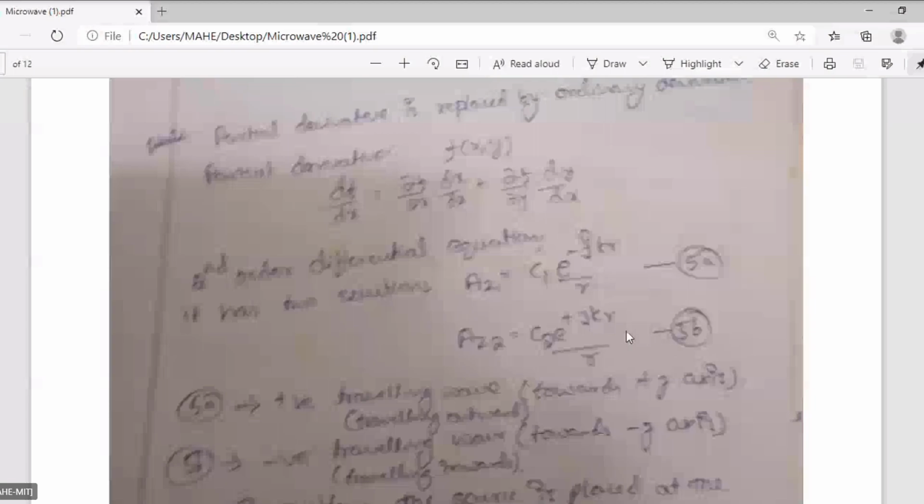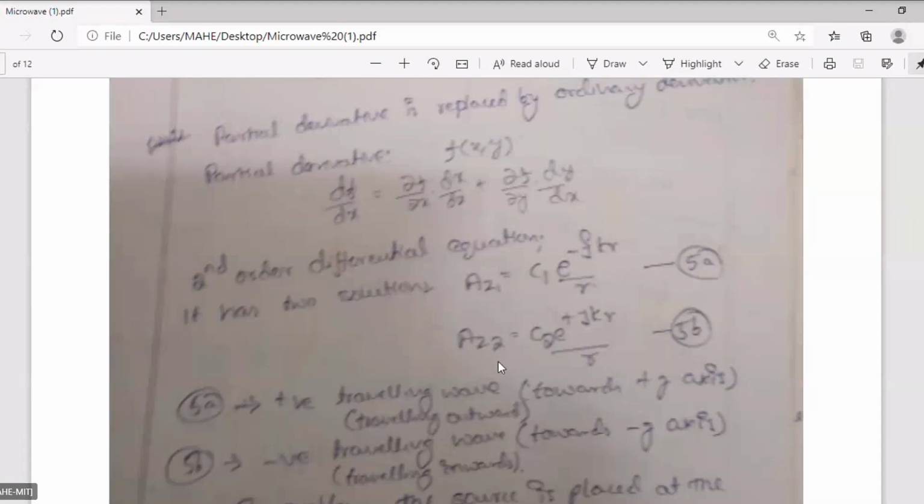Phi A and phi B, both can exist? Can they exist simultaneously? No, sir. Phi B cannot be a solution because we can't have a wave traveling towards the source. The wave should be traveling away from the source. Okay, so phi B cannot be a solution for the wave equation.